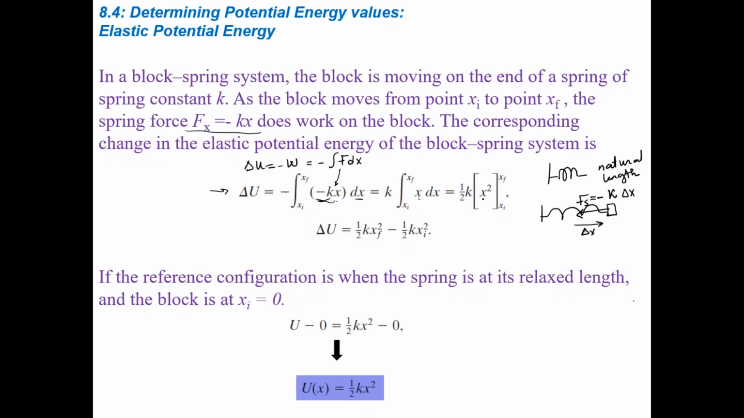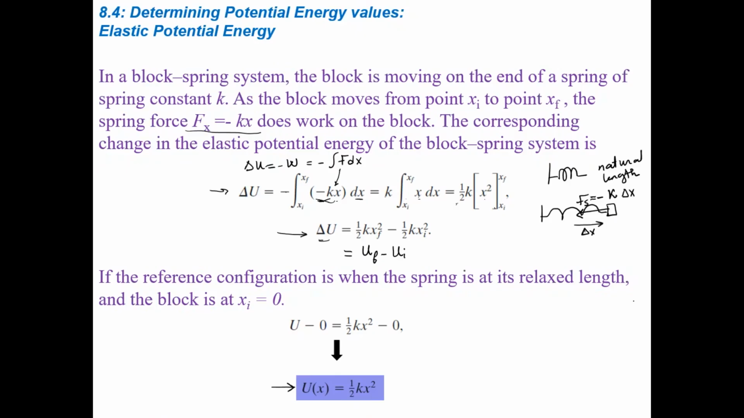The integral of x is x squared over 2. So I put the half outside. And this will vary from x initial to x final, from wherever the spring was to its final position. So I get this formula for the change in the elastic potential energy of a spring system. It is going to be half k x final squared minus half k x initial squared. And because this is a change in elastic potential energy, I can deduce that this is basically U final minus U initial. So U, the stored energy in a spring, is equal to half k x squared. That's a very nice formula.